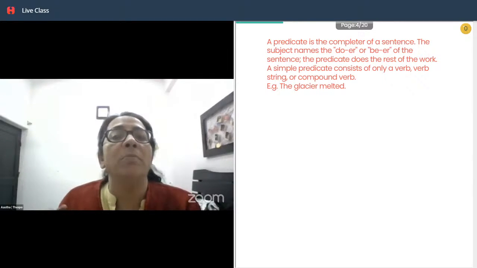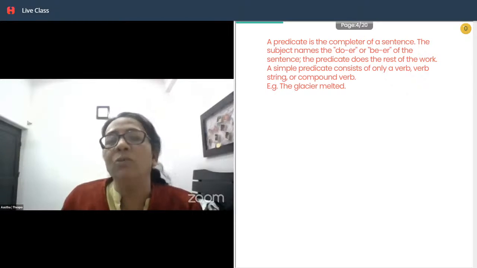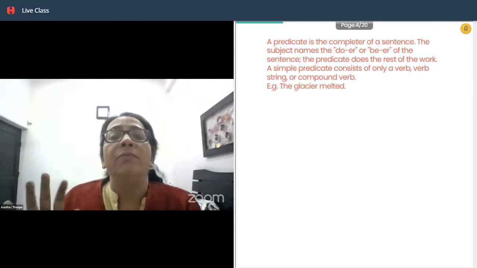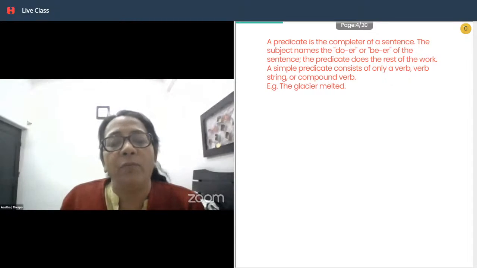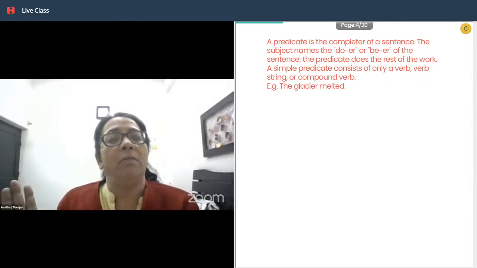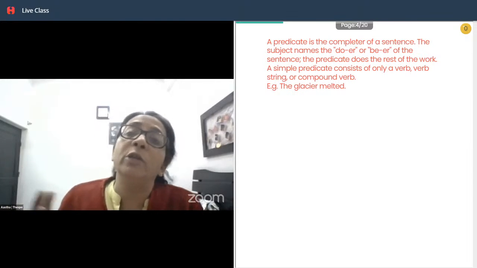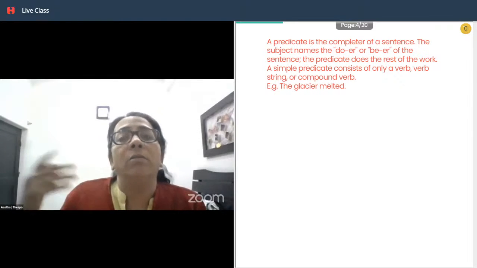Verb has its own importance. Verb is a part of speech, like we have noun, pronoun, adjective, adverbs, prepositions and conjunctions. But out of so many parts of speech, the most important is the verb. Of course, we have noun there, but verb carries a lot of importance. You will have a verb string, meaning the helping verb, and you will have compound verbs there.